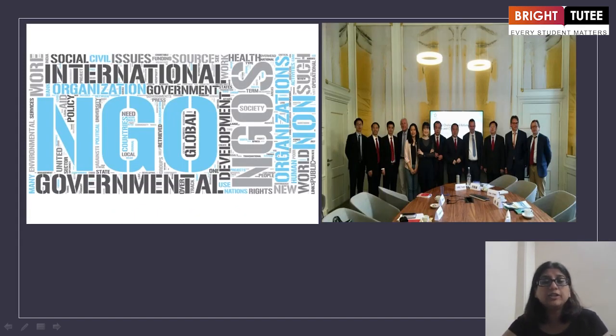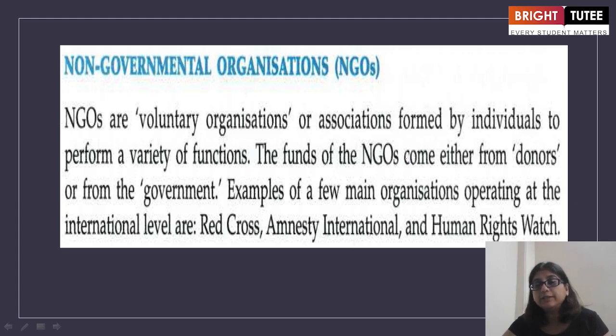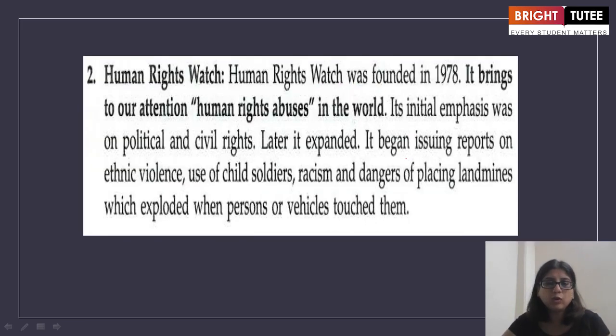NGOs, or international non-governmental organizations, are voluntary organizations or associations formed by individuals to perform a variety of functions. The funds of the NGOs come either from donors or from the government. Examples of a few main organizations operating at the international level are Red Cross, Amnesty International, and Human Rights Watch.